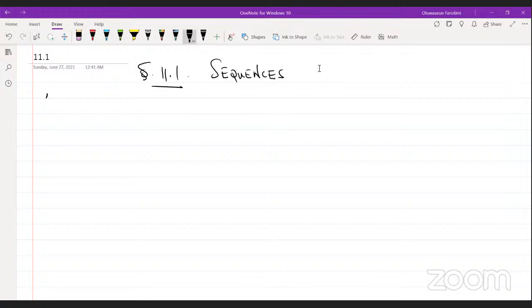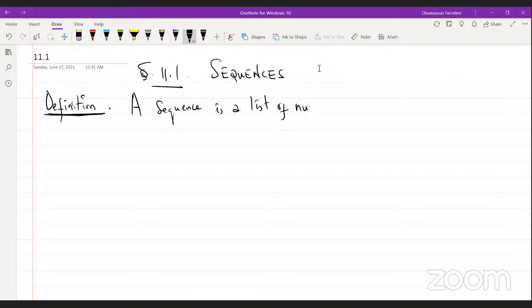Now let's start by definition. We're going to see a lot of definitions and a couple of theorems as well to help us in some areas. So, definition: a sequence is a list of numbers written in a specific order.